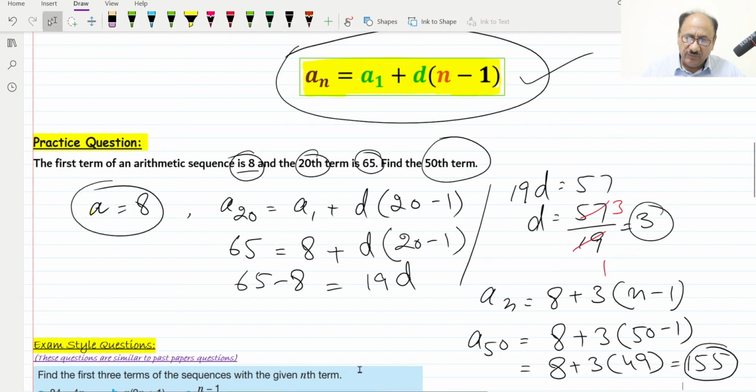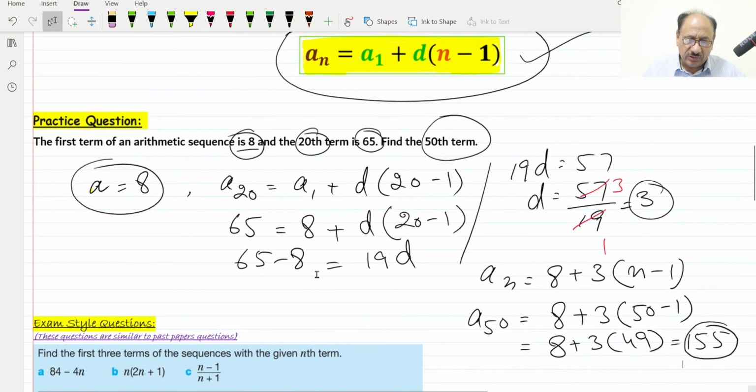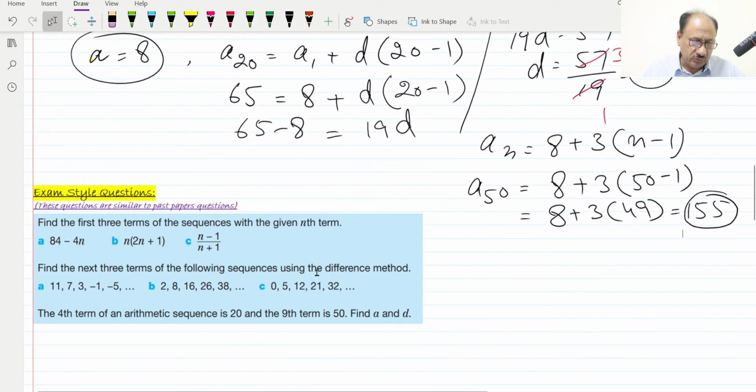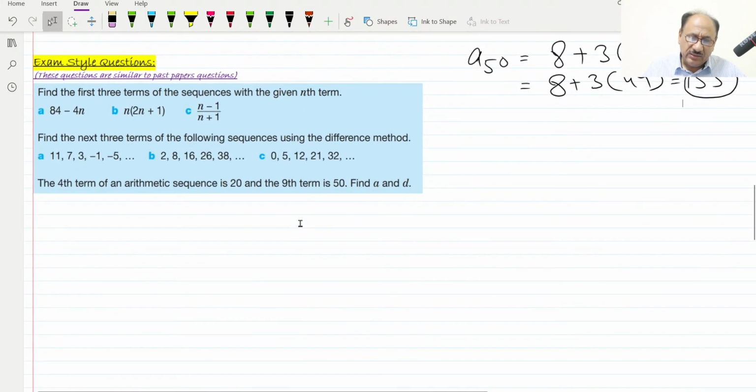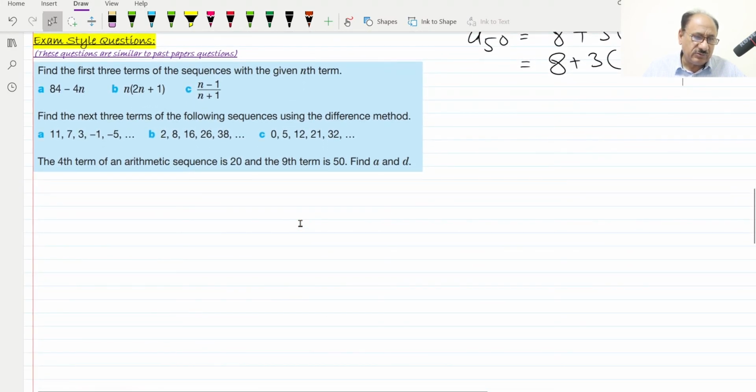So we are done with this practice question. These types of questions come in exams, so I have chosen this practice question. Next we are going through some exam style questions. These exam style questions are very important. Like for example this one, 84 minus 4n, and we have to write down the first three terms.